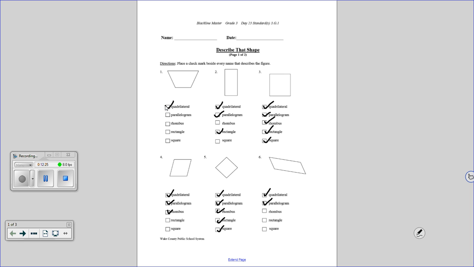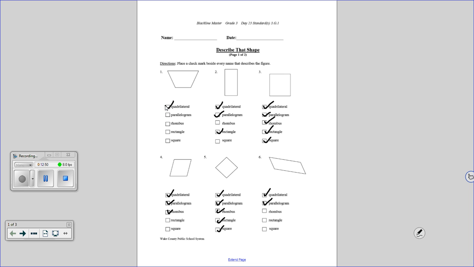Is that shape a square? No. Is that shape a rectangle? Nope. Is that shape a rhombus? No. The best name for that shape would be what? Parallelogram. Haley? A parallelogram. Go ahead and glue both these pages in your notebook.